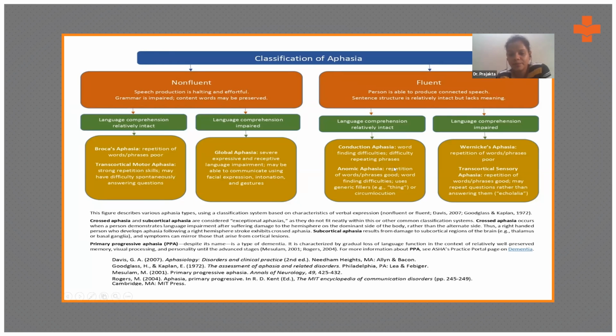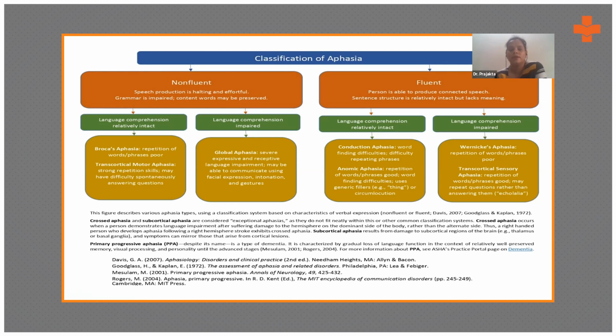Anomic aphasia, the repetition of words and phrases is good. Word finding difficulty is always present. In anomic aphasia, the patient will be able to repeat what we tell them, but will find it very, very hard to describe anything that is kept in front of them.